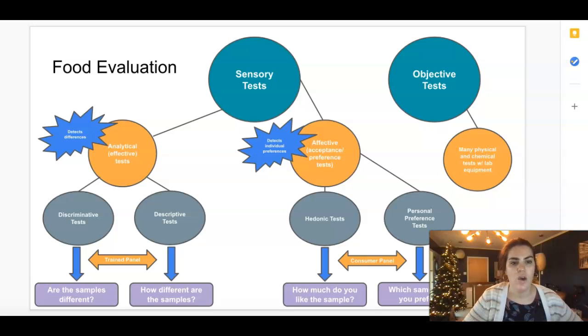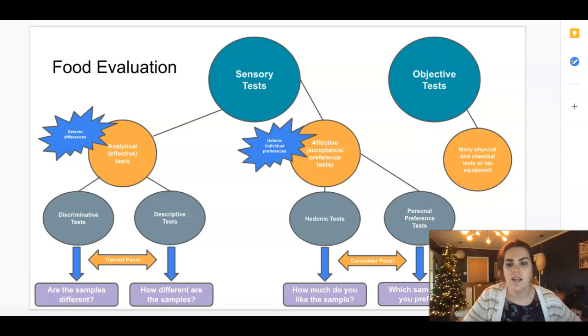or samples, whereas objective tests are going to be done in a laboratory setting using more objective measures such as lab equipment that don't allow for human interference. So I want to focus on our sensory tests since that's what our lab is going to be based on. The two main types of sensory tests are analytical or affective sensory tests.